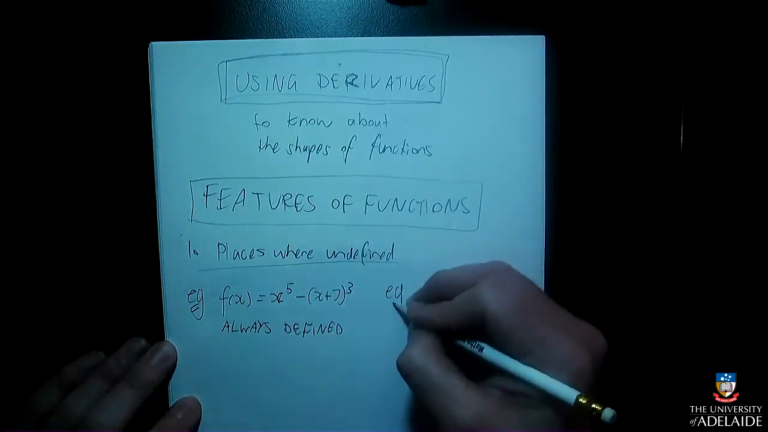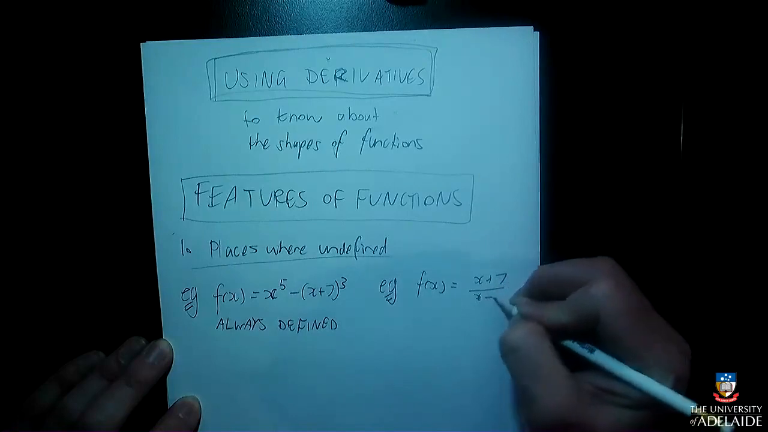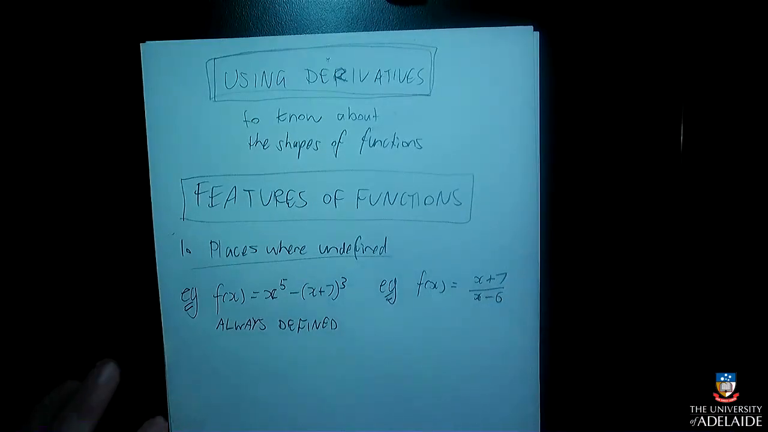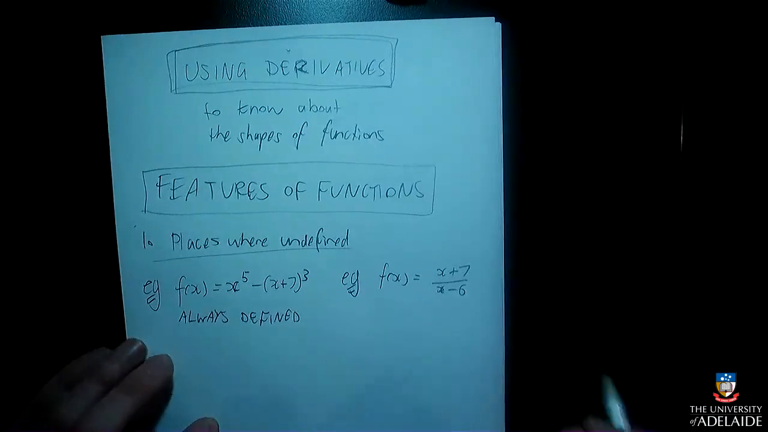Okay, but on the other hand, some functions, for example, this, are not always defined, mainly because you can't divide by 0. So if x is 6, then I'll have 13 divided by 0, and, well, dividing by 0 doesn't mean anything. There's no answer for that, and so it's not possible to figure that out. It's called being undefined. But any other number other than 6 is going to be fine. If I put in 5, I'll get 12 divided by -1, and that's minus 12. It's a perfectly good number. So the only place where this is undefined is when x is equal to 6.